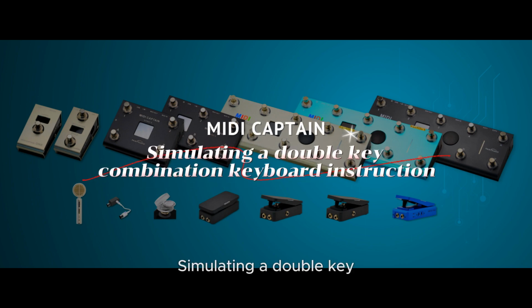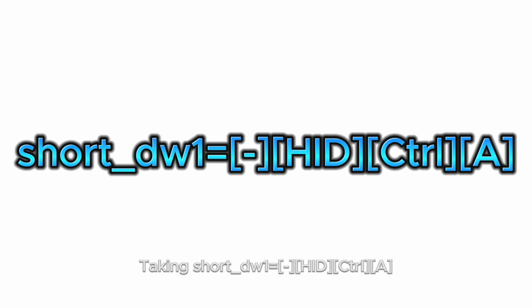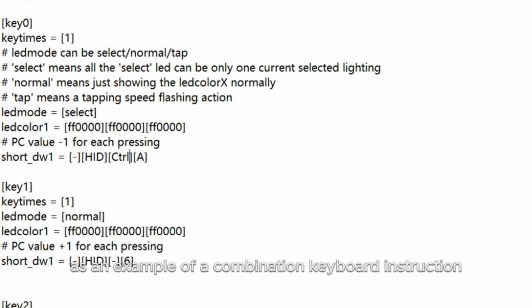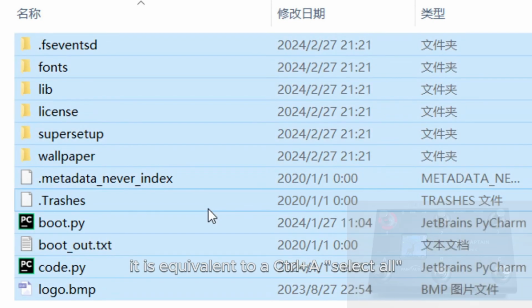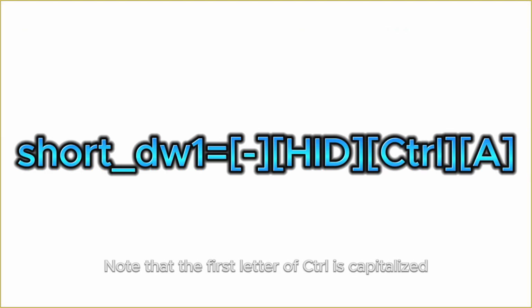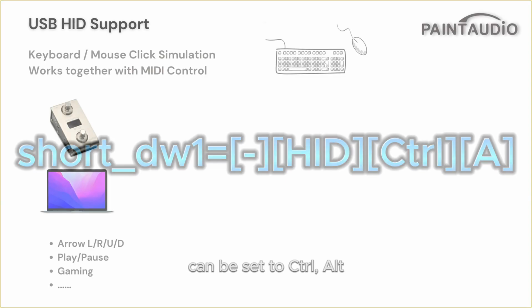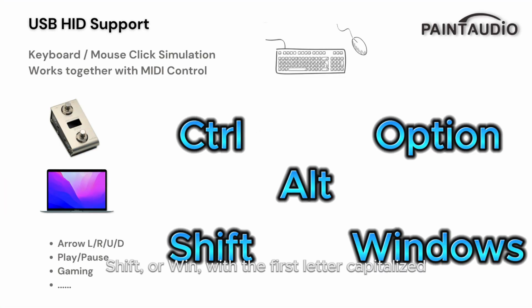Example 2. Simulating a double key combination keyboard instruction. Taking short_DW1 :( - HID - Control - A as an example of a combination keyboard instruction, when you press the foot switch, it is equivalent to a Control plus A select all on the keyboard. Note that the first letter of Control is capitalized. In this type of instruction, the multi-function key in the third bracket can be set to Control, Alt, Shift, or Win, with the first letter capitalized.